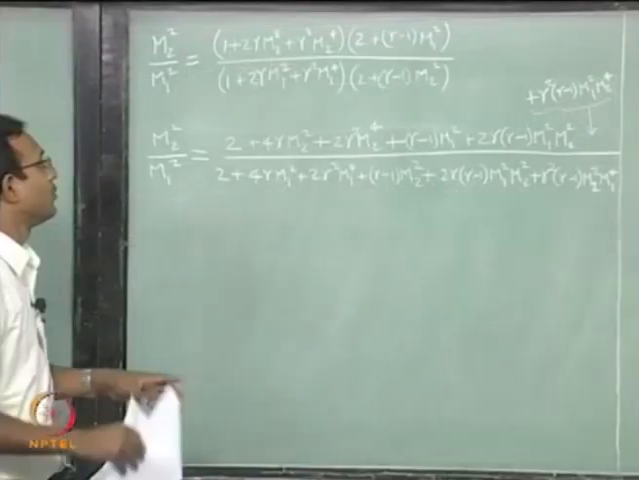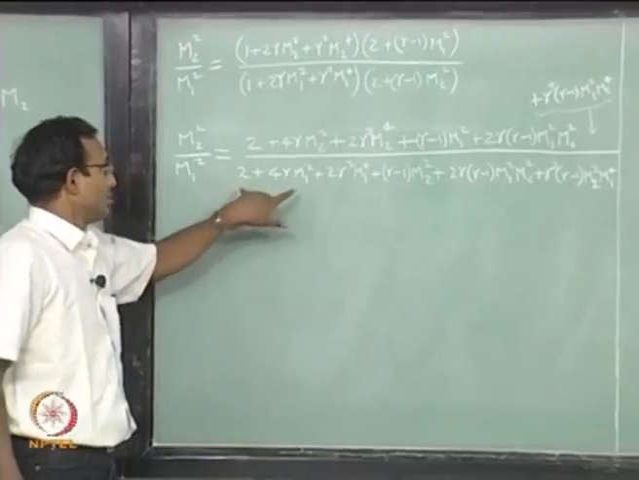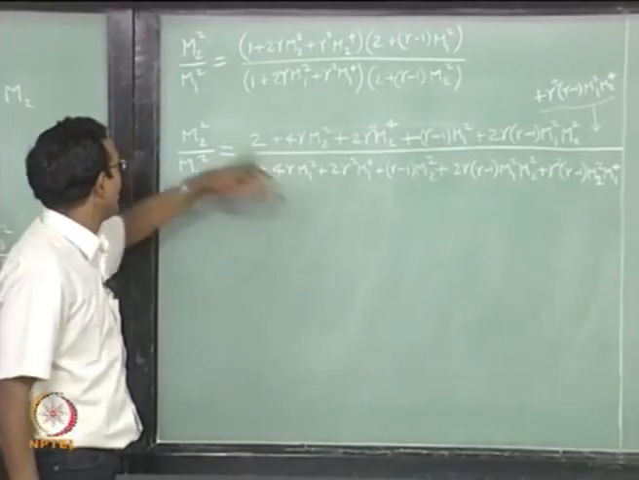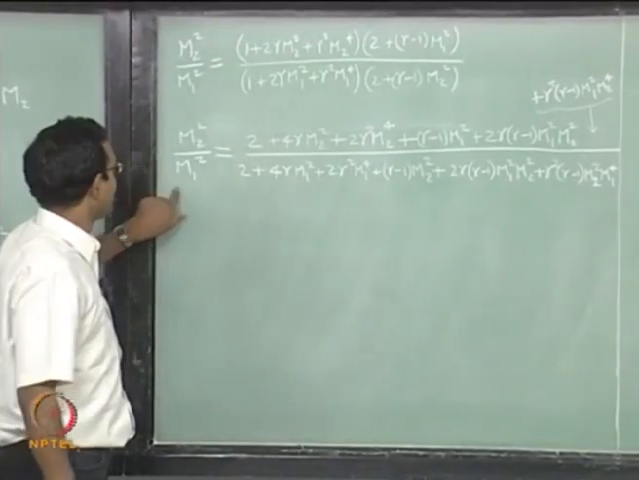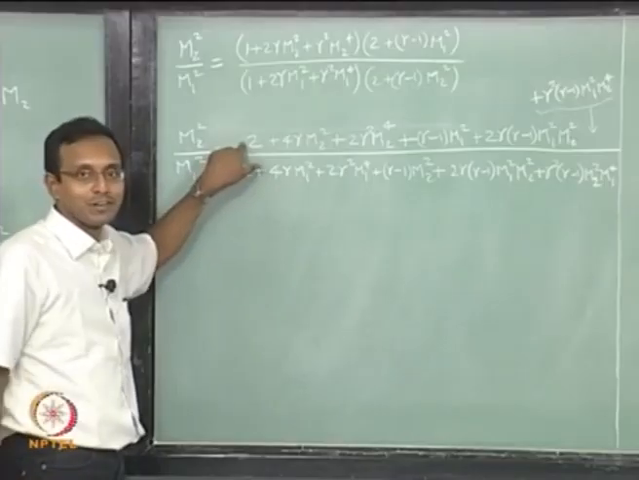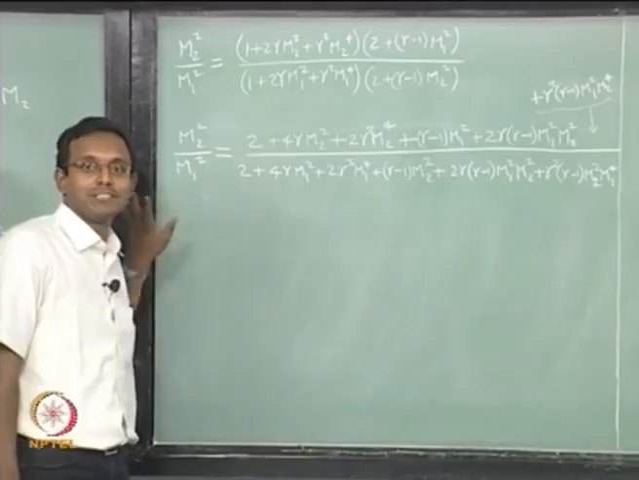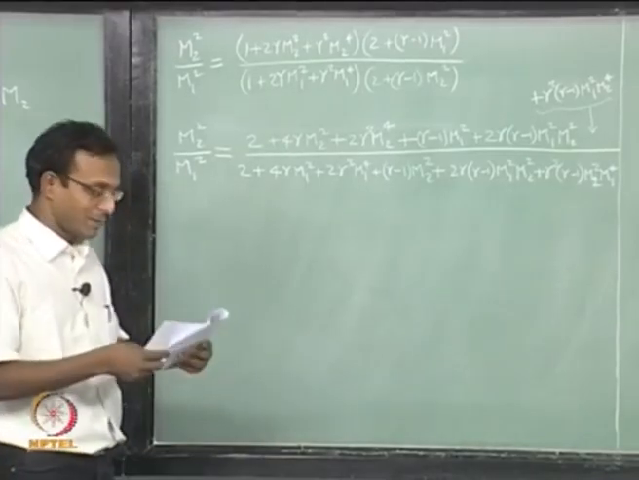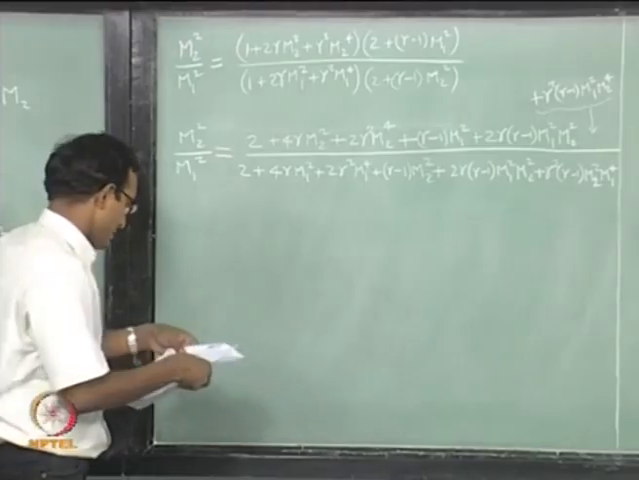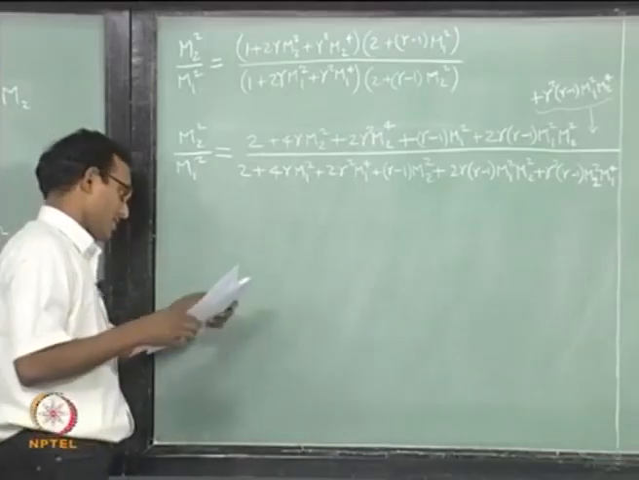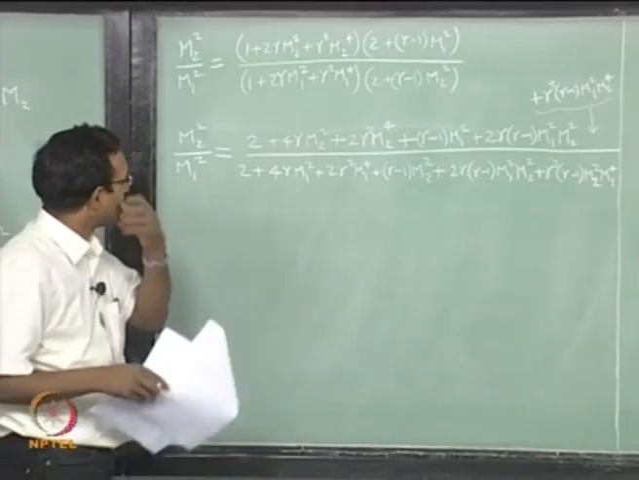So, what I have to do now is take the denominator, multiply it with m2 square. Take this m1 square, multiply it out with this numerator, and then take all the terms to one side, other side should be 0. That is the overall thing we have to do. Okay. Let us try and do this with grouping the terms already.